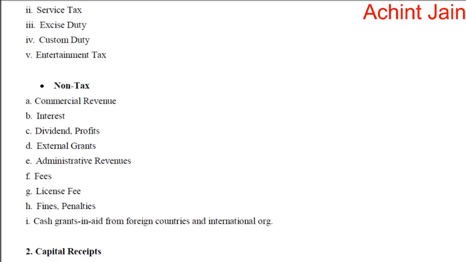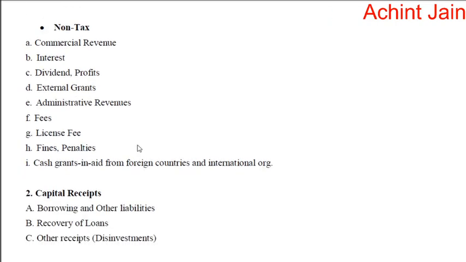Overall, non-tax revenue of the central government mainly consists of interest receipts on account of loans by the central government, dividends and profits on investments made by the government, fees and other receipts for services rendered by the government. Cash grants in aid from foreign countries and international organizations are also included in non-tax revenue.